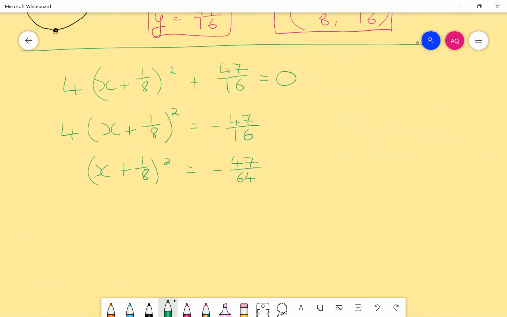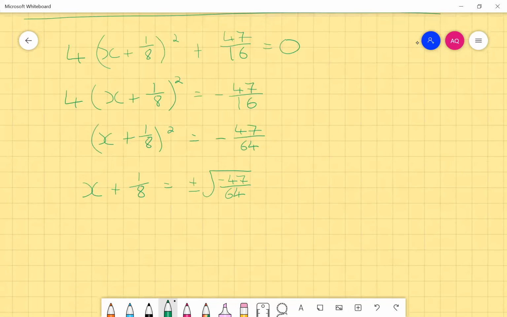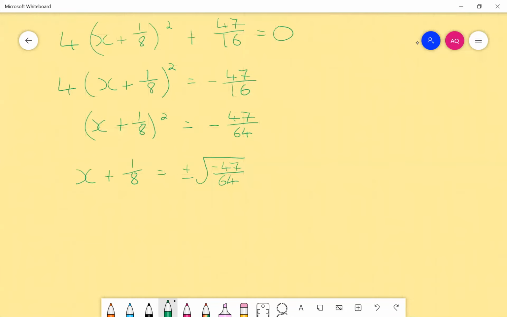Now, what we can do here is take the square root. So you can say x plus an eighth is equal to, and if you're undoing a square, you must take plus or minus the square root of minus 47 over 64. What you'll notice is that's the square root of a negative number, which is not a real number. So this has no real roots, on a side note. But we can find x, and we can say x is equal to minus 1/8 plus or minus the square root of minus 47 over 64.